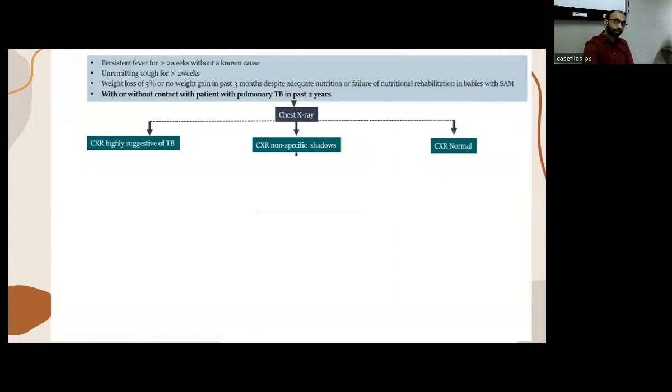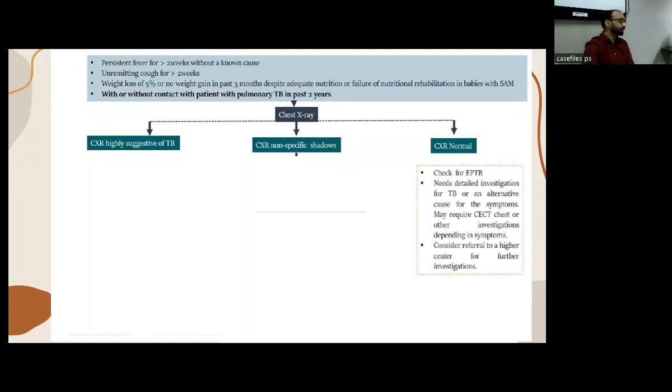With those symptoms, the first investigation is usually a chest X-ray, and whether the chest X-ray is normal, suggestive of TB, or non-specific would guide the next algorithm. If it is normal, then a child with these symptoms should be looked at for any extrapulmonary TB, and a detailed investigation for TB is to be done after alternative causes of these symptoms are ruled out. Even a CT scan may be required.